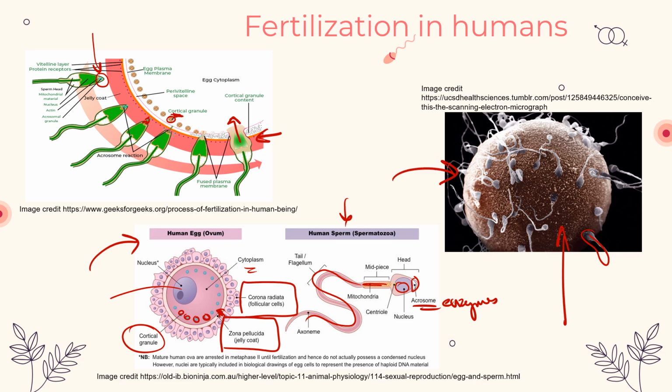Clearly, lots of sperm are attracted to and trying to fertilize the egg. We only want one nucleus inside the egg. Once that first guy gets in there, cortical granules harden the zona pellucida, no more sperm.